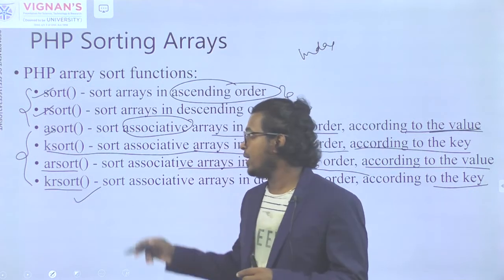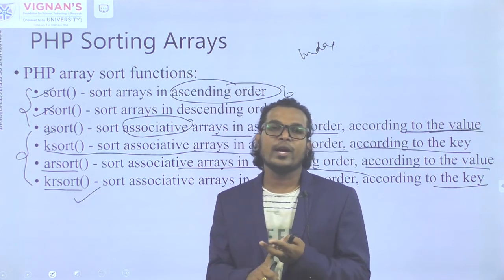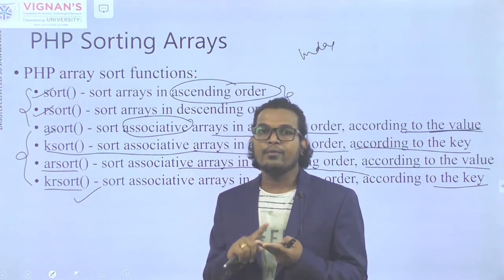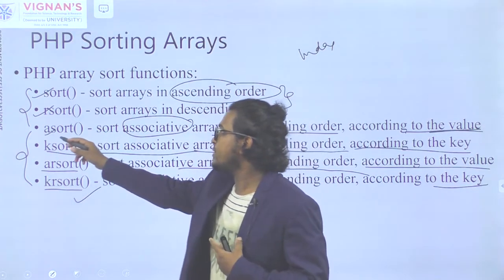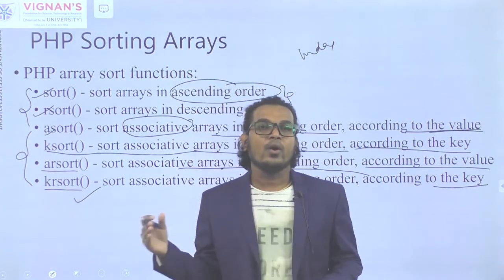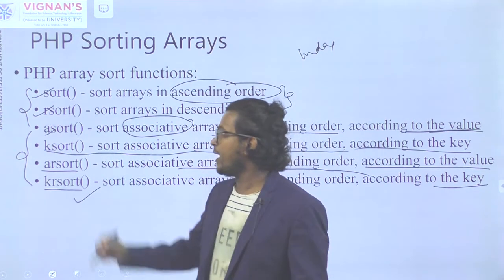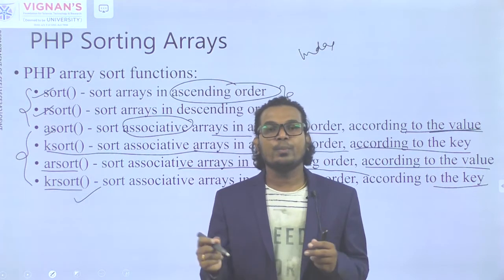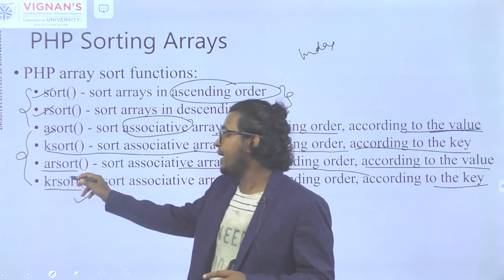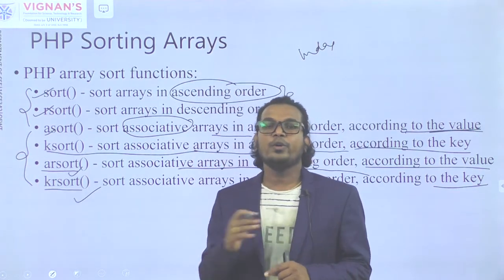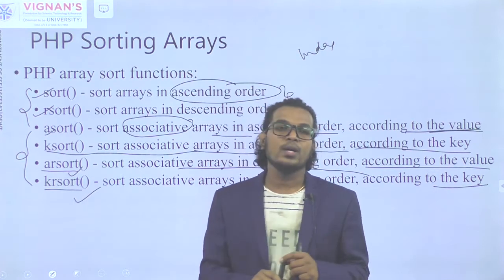In the associative array, the first sort we are doing based on the key, and the second sort we are doing based on the value. So first one is, if you want to print all information in ascending order based on the value, for that we are using asort. If you want to print that information in descending order, for that we are using arsort. If you want ascending order based on the key values, you have to use the ksort function.